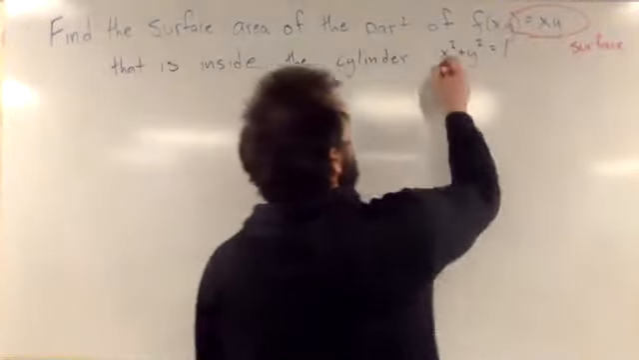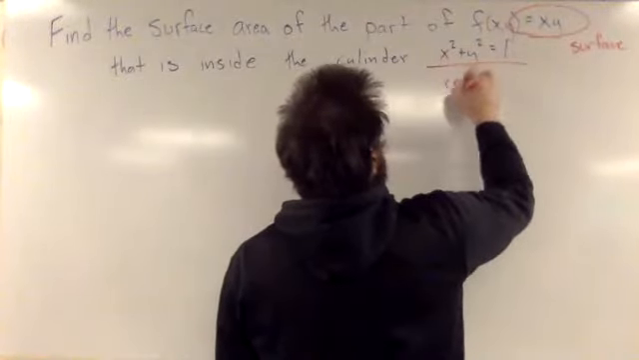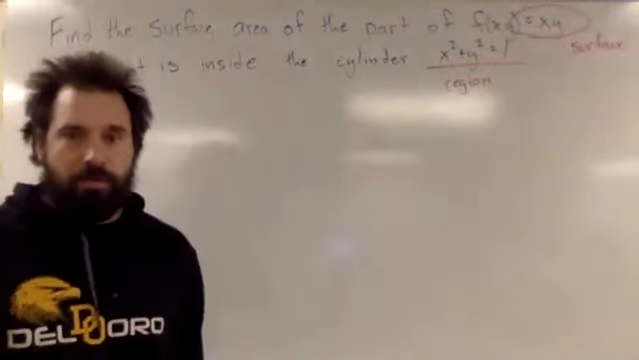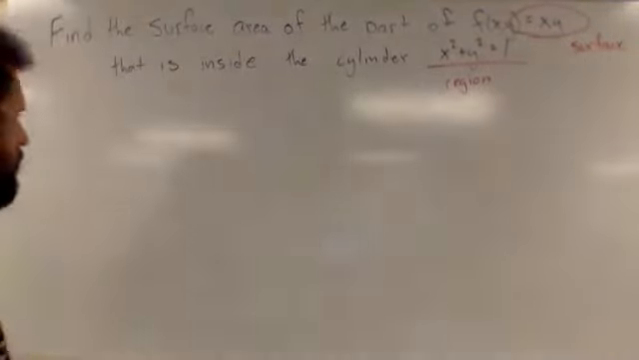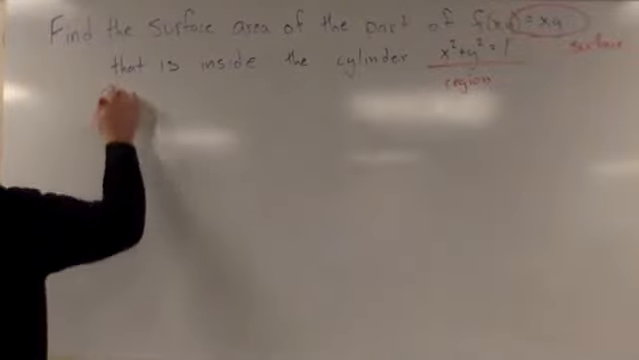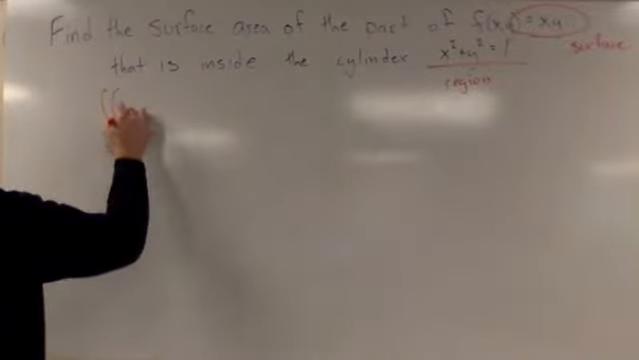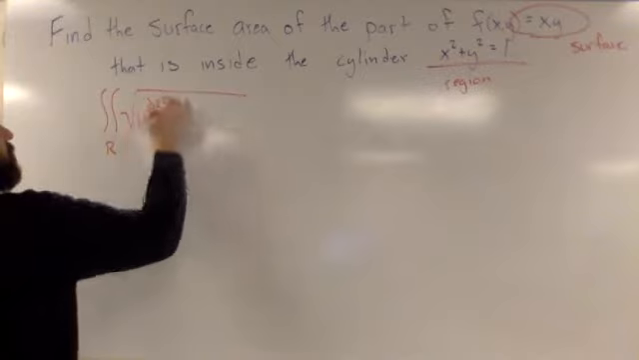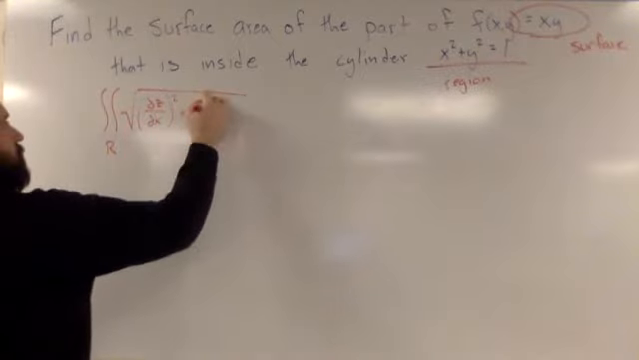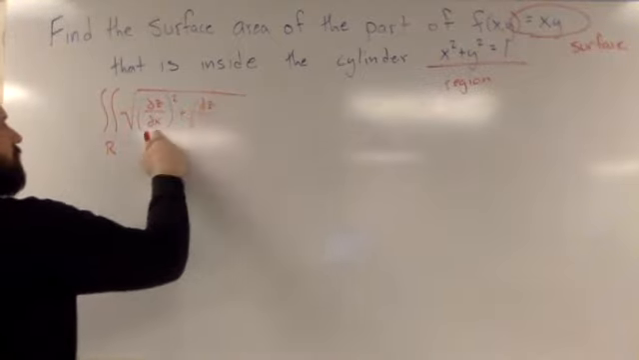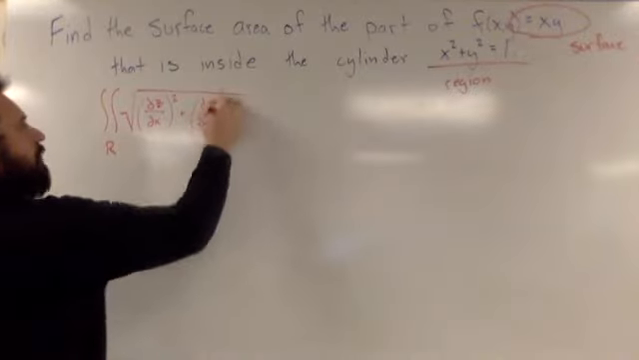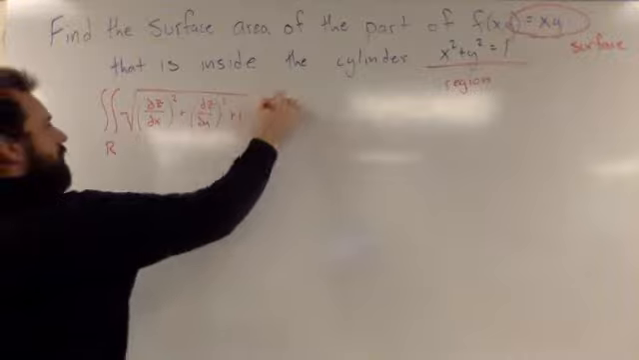This is my restriction, my bound, and this is the region that we're going to look at it within, okay? So let's write out our formula. We have over the region, I'm going to look at, so it's the partial derivative with respect to x squared plus the partial derivative with respect to y squared plus 1 dA.